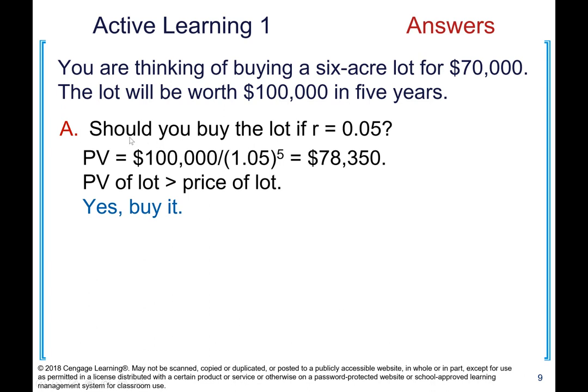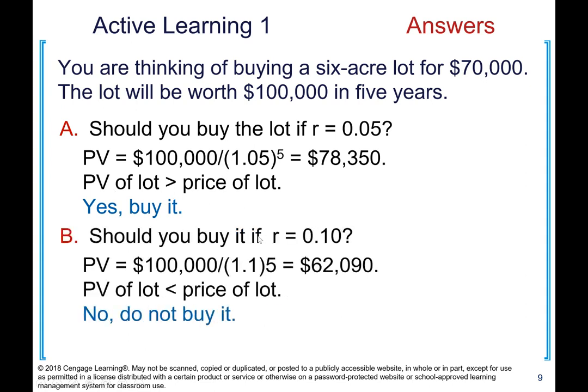At 5%, you should buy the lot because the present value of $100,000 is 78,350. If you were to pay a fair price, you should pay 78,350, but you are asked to pay 70,000. So this is a good deal. Go for it. Yes, buy it. Number B, at 10%, it's not a good deal because the present value is 62,090 and they're asking you to pay 70. No, you should say no.